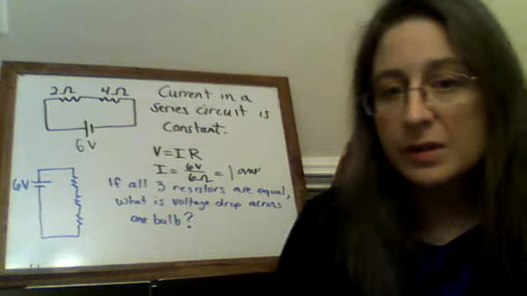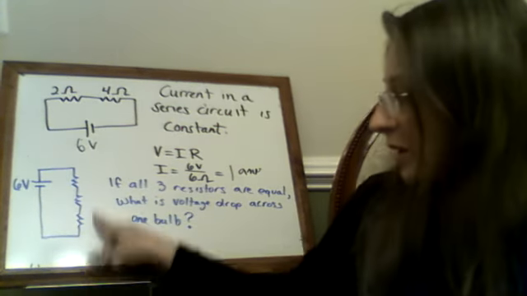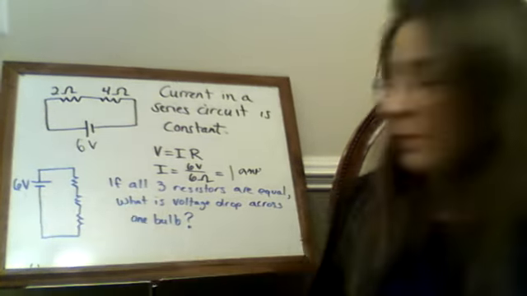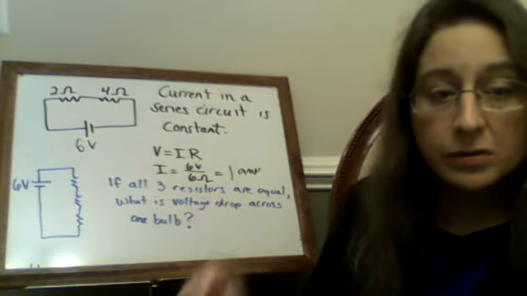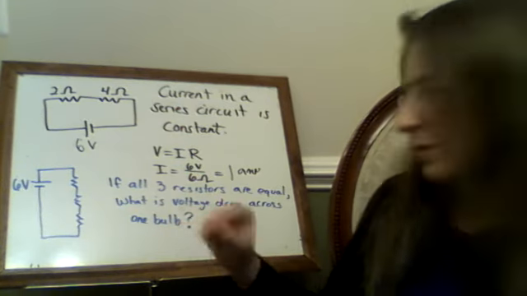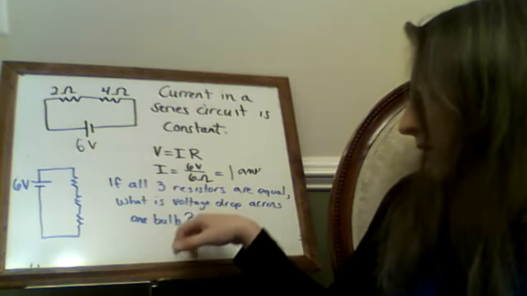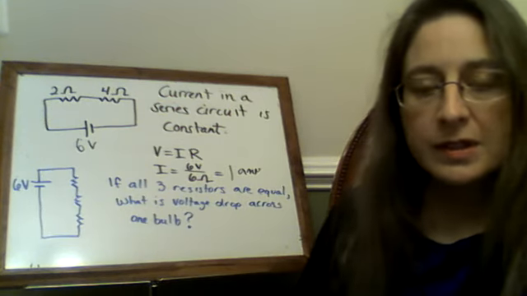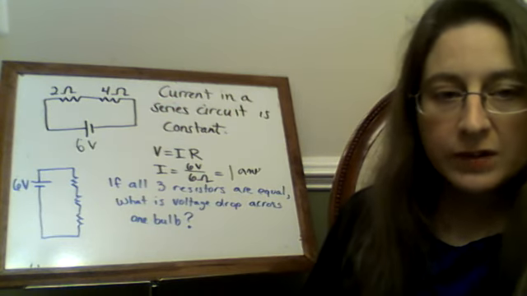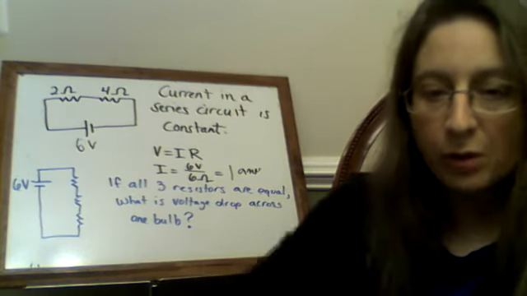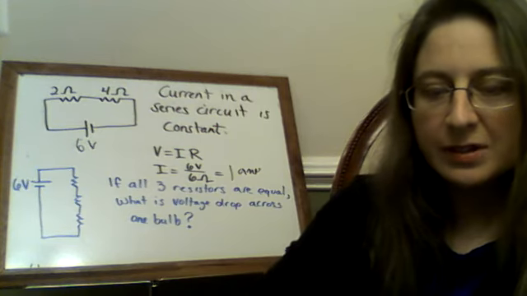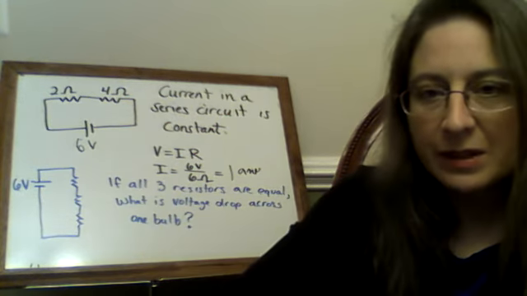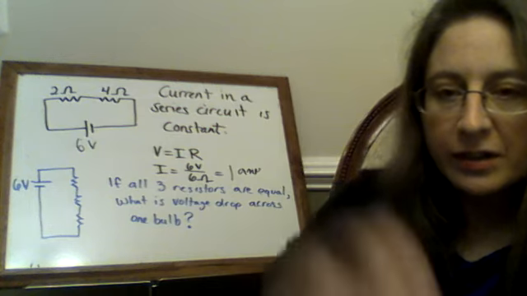So if we look at this blue circuit, I have 3 resistors in the circuit. I have a 6-volt battery. So if we assume that the 3 resistors are identical, they have the same resistance. If all 3 resistors are identical, what is the voltage drop across one bulb? So hit pause and see if you can figure out the voltage drop across one bulb. I'm not telling you what the resistance is. I'm just telling you can divide up the voltage evenly, basically. So try to think that through.